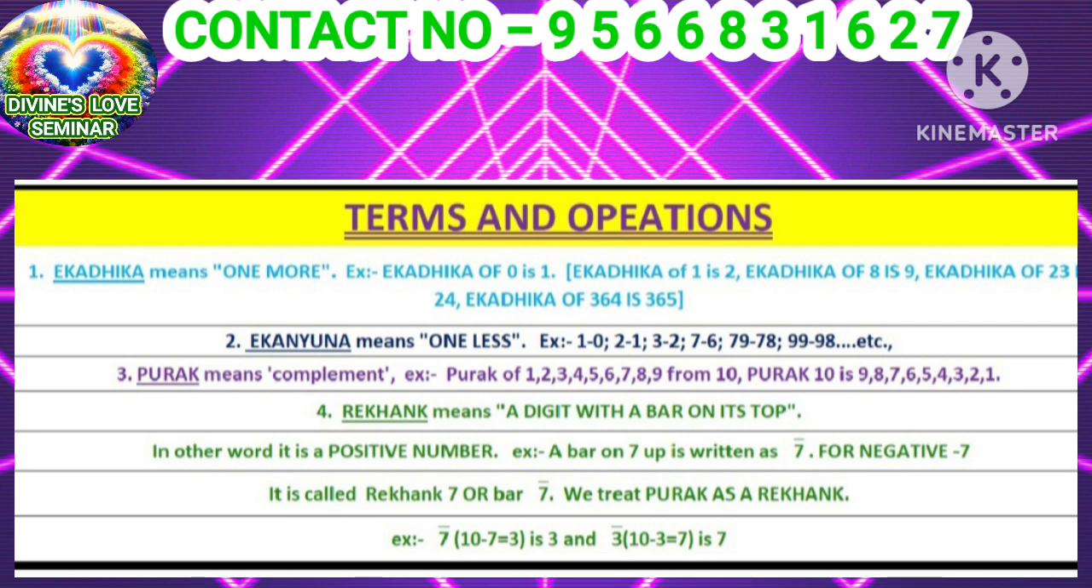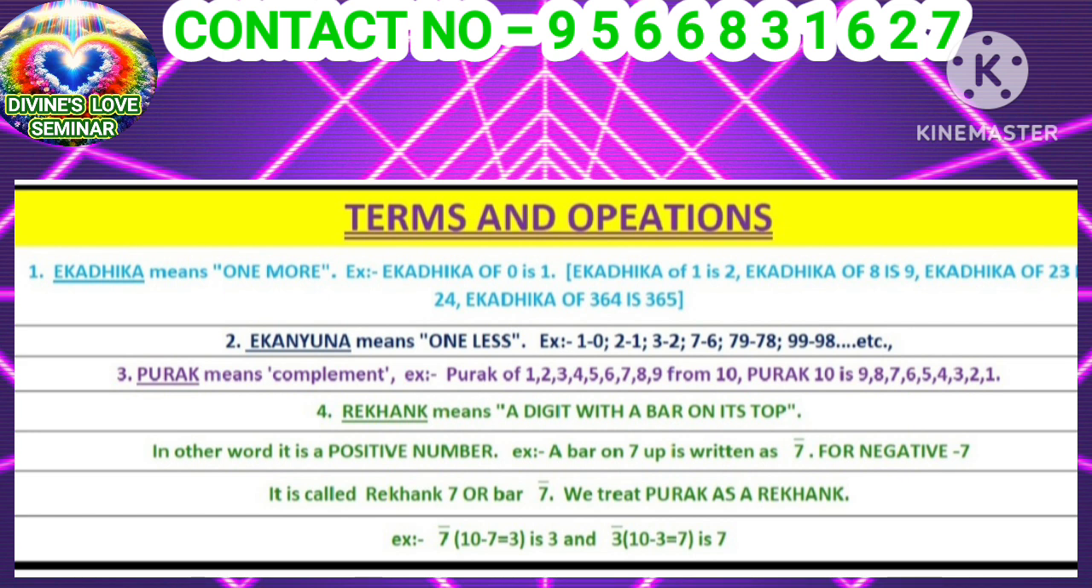Now, the fourth term and condition is Rekhank. Rekhank means a digit with a bar on its top. In other words, it is a negative number. Example, a bar on a 7 is written as 7 bar. See the screen. For negative 7, it is called Rekhank 7 or bar 7.